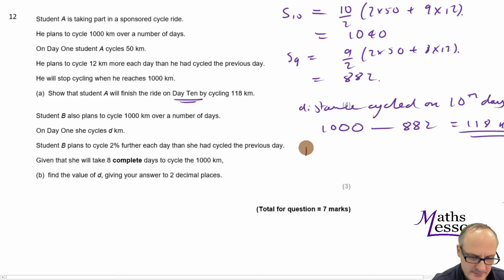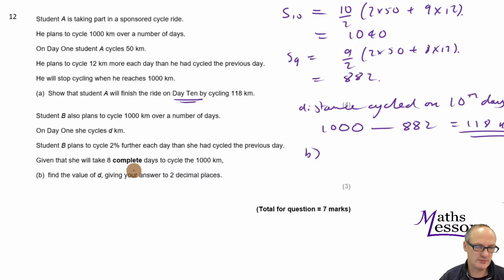So part B. Student B also plans to cycle 1,000 kilometers over a number of days. On day 1, she cycles d kilometers. Student B plans to cycle 2% further each day than the previous day. So you've got a geometric sequence, you're timesing by 1.02 here.